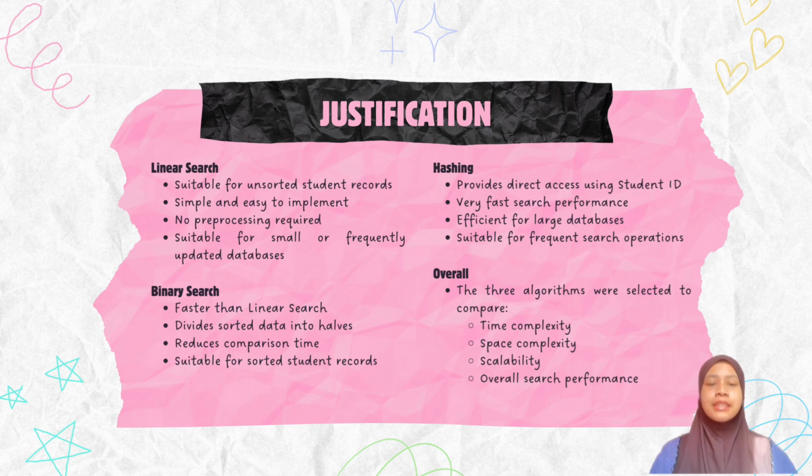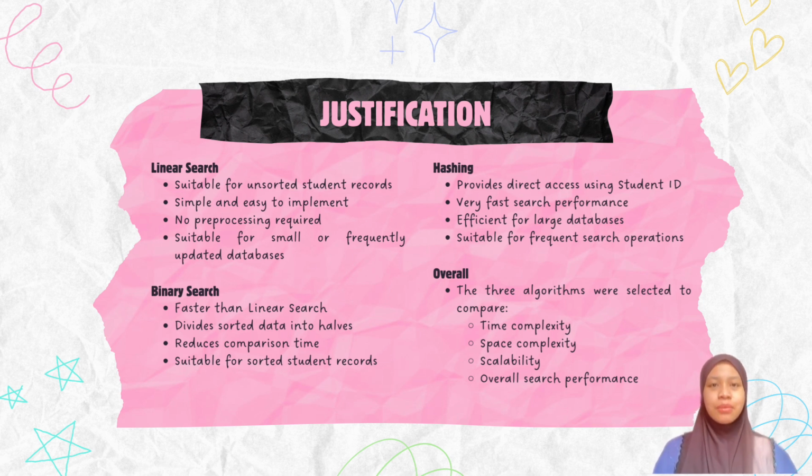For the justification section, our group selected 3 search algorithms to evaluate for optimizing UNISZA student record search system: linear search, binary search, and hashing. First, linear search is suitable for unsorted student record because it checks each record one by one until the required information is found. It is simple to implement and does not require any pre-processing, making it suitable for small databases or databases that are frequently updated.